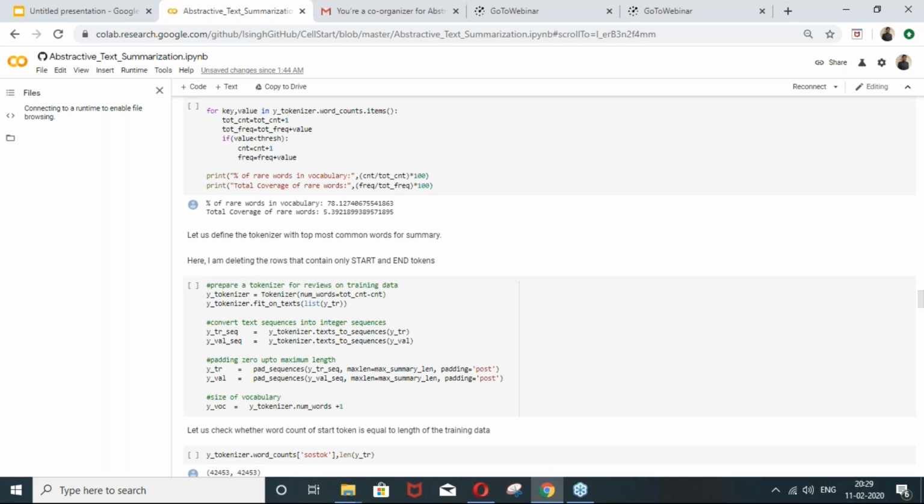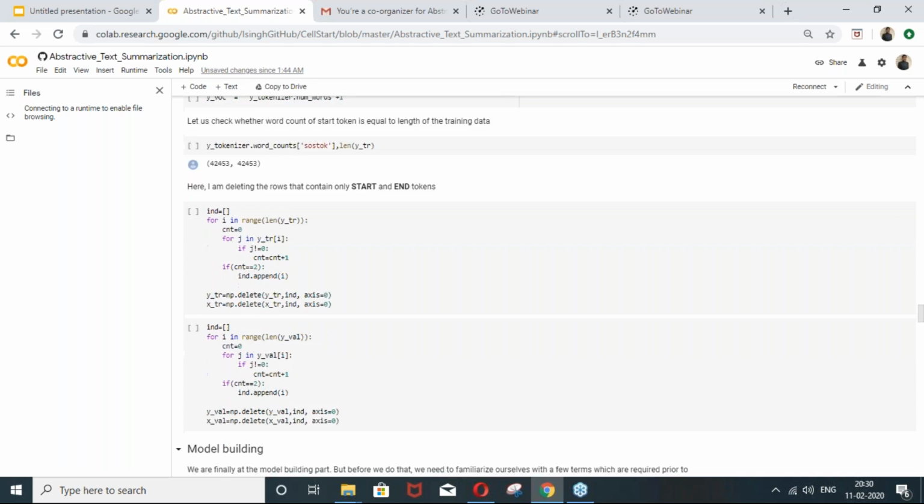So what we are doing is adding the start token. We apply the loop and check whether the summary has only the start token and end token, which means there is no summary inside. We will eliminate all such summaries because they are empty. That's why we are adding the token part. Here I am deleting the rows that contain only the start and end token. I hope I cleared it.